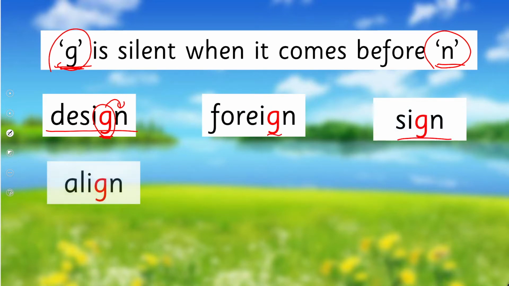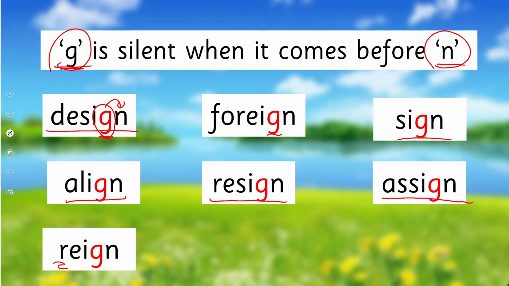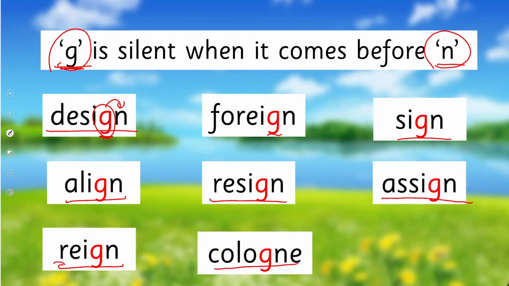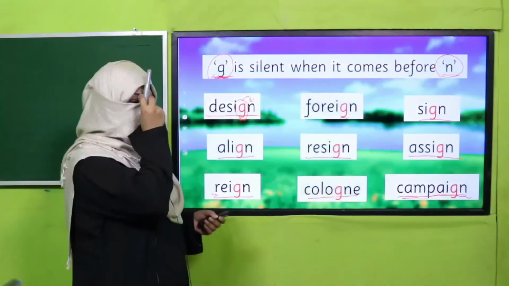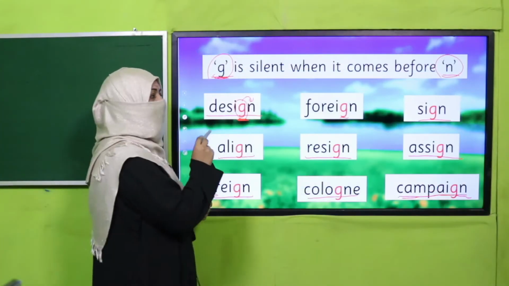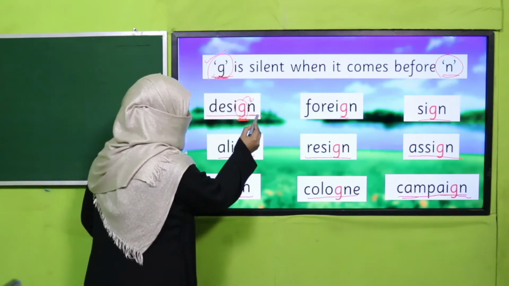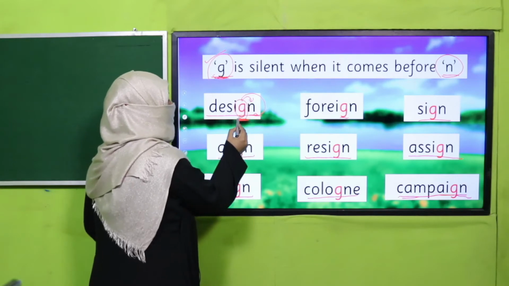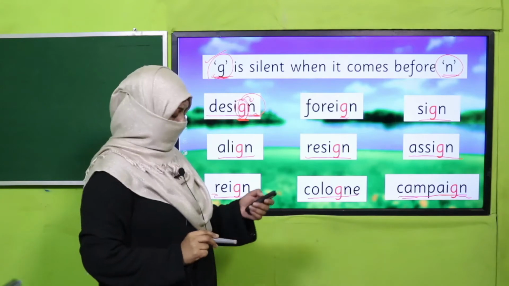Foreign, sign, align, resign, assign, rain, clone, campaign. Okay, now my dear students, you see in all words we are not pronouncing this G. And why we are not pronouncing? Because the rule is when you find N after G, you will not say this G and directly you pronounce the sound N. All right.